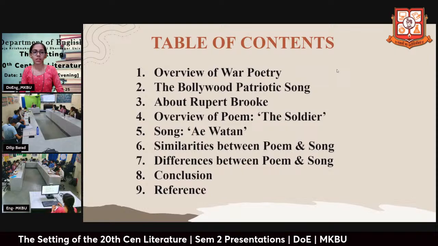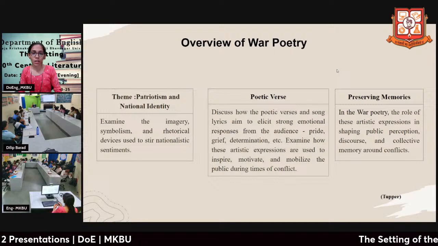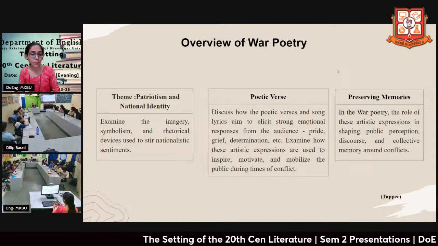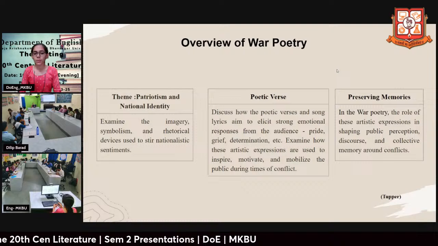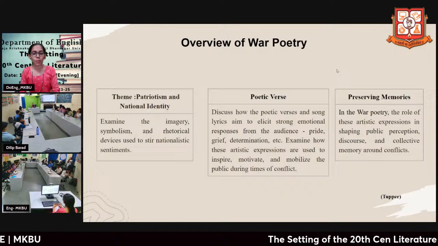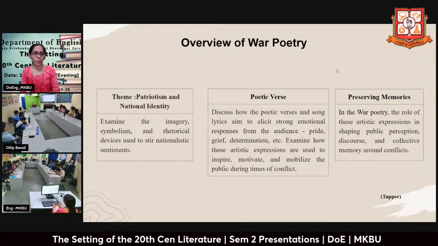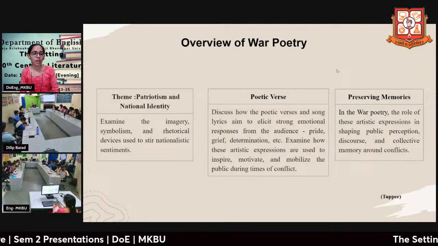First, war poetry. In war poetry, the main theme is patriotism and national identity. The poetic words are pride, grief, determination. The artist expresses to inspire, motivate, and mobilize the public during time of conflict. In war poetry, imagery, symbolism, and rhetorical devices are used to stir nationalist sentiments.